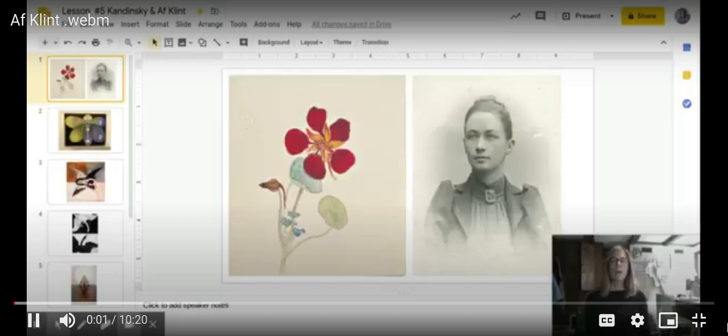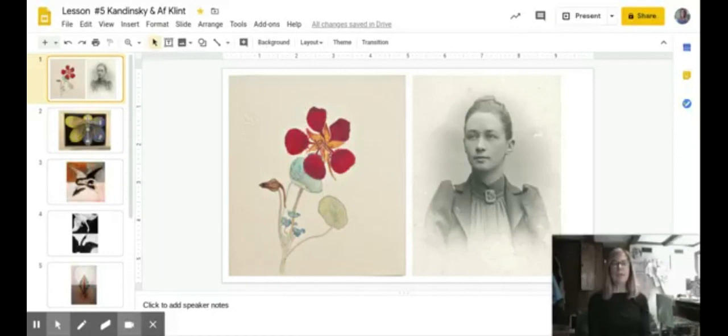Hi, everybody. What we're going to talk about today is how to complete the background of your representational shoe drawing. And in order to do that, I wanted to introduce you to two artists. I'm going to be introducing them to you one at a time.